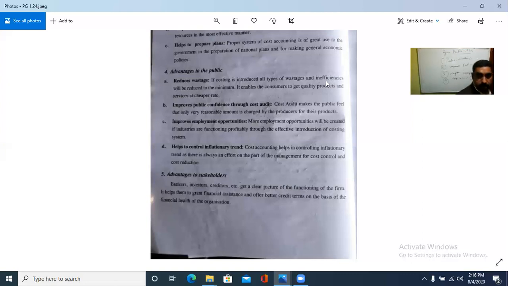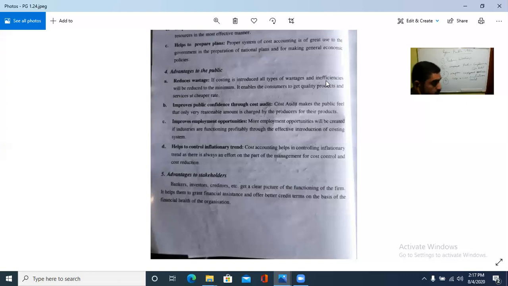Cost accounting helps in controlling the inflationary trend, as there is always an effort on the part of the management for controlling the cost as well as reducing the cost. So these are the advantages to the general public: wastage and inefficiency to be reduced to the minimum, public confidence to be improved based on the cost audit conducted, then employment opportunities to be improved, and helps to control the inflationary trend through the methods adopted for cost reduction and cost control.